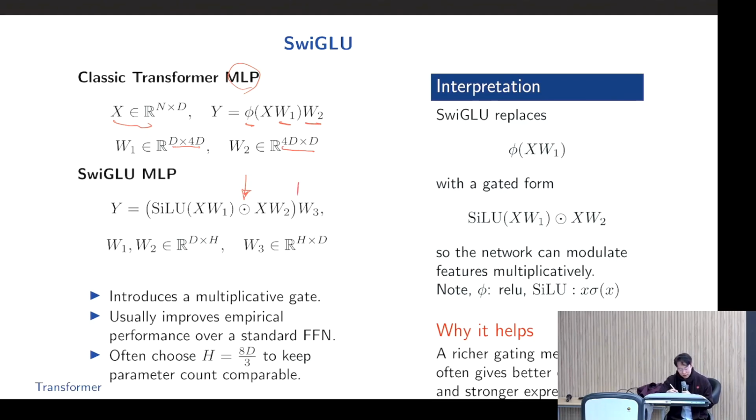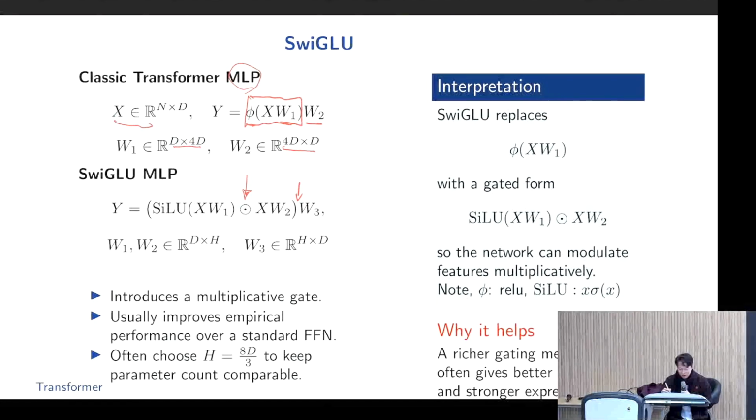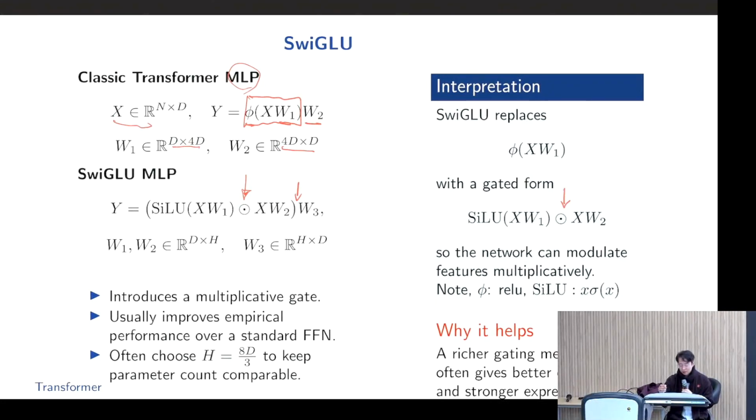And then you apply matrix multiply finally. So the change is, before we had this part, ReLU of x times W1. Now it's GLU: SiLU of x times W1, element-wise multiplied with x times W2.